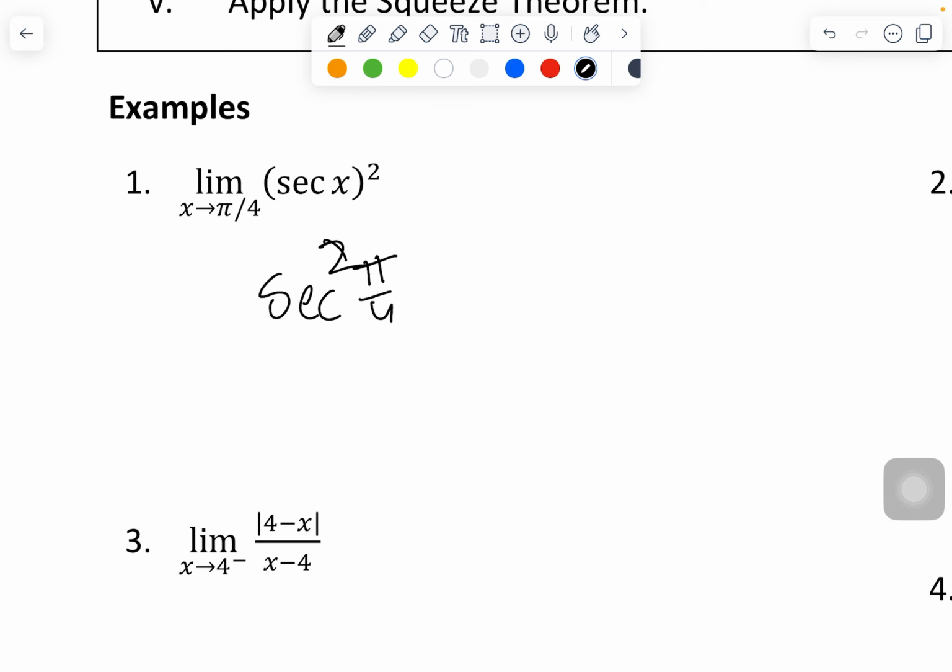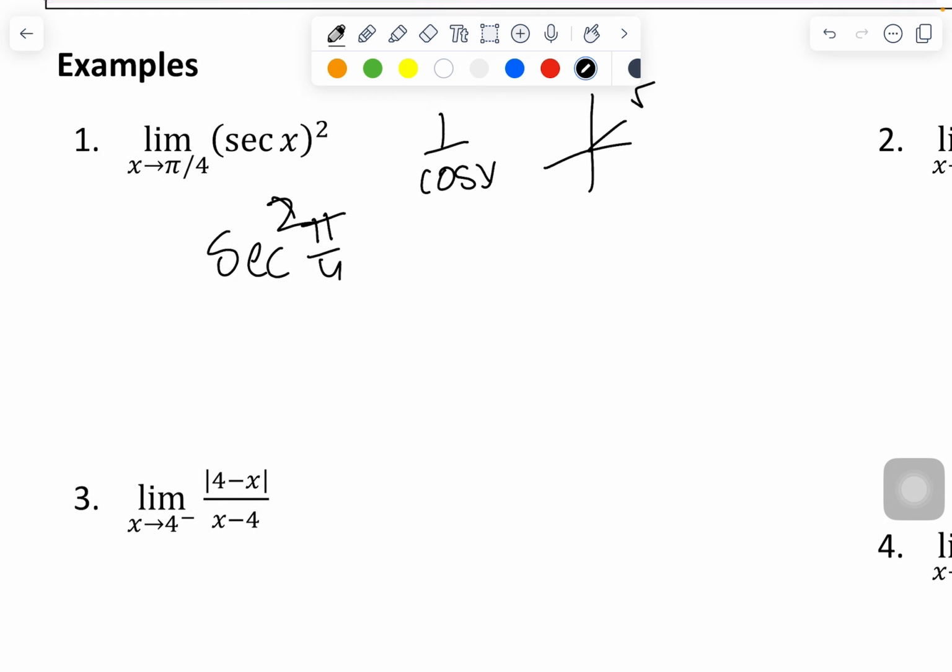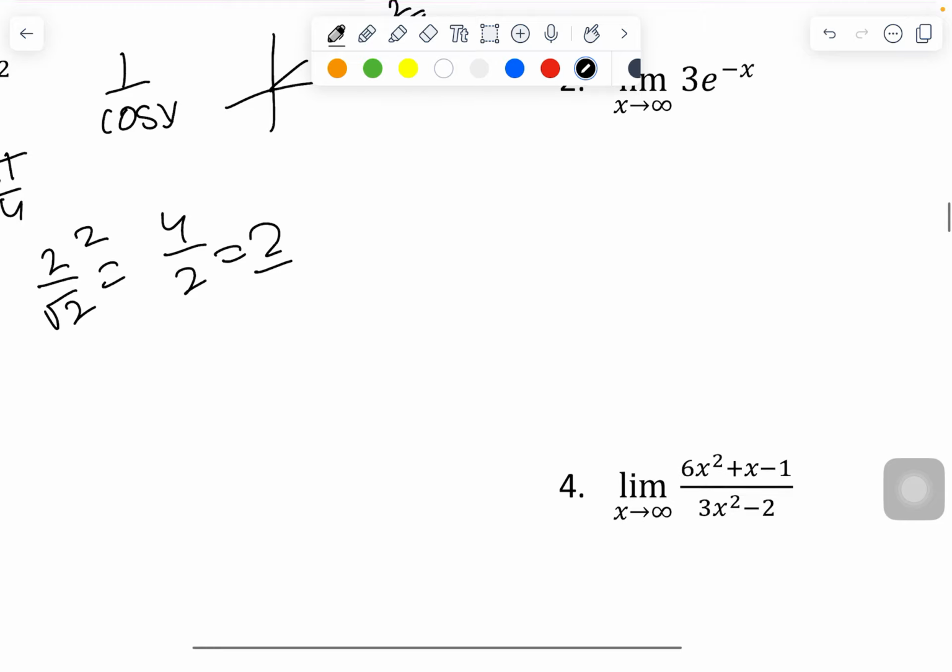So we would get secant is 1 over cosine x. At pi fourth, cosine x is root 2 over 2, so secant would be 2 over root 2, and then 2 over root 2 squared is 4 over 2, or 2.